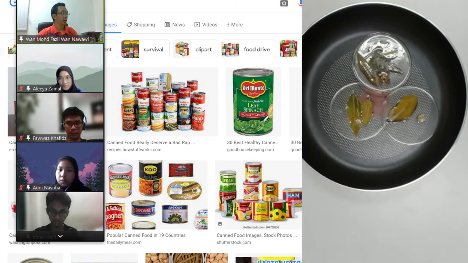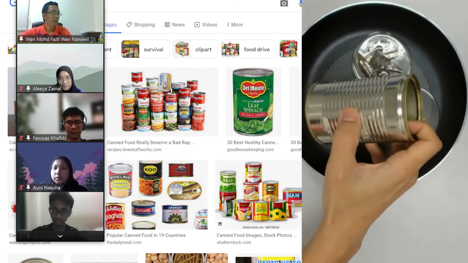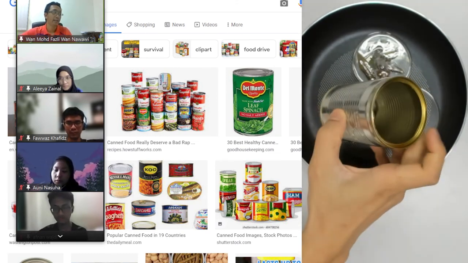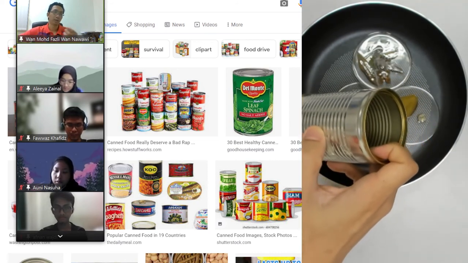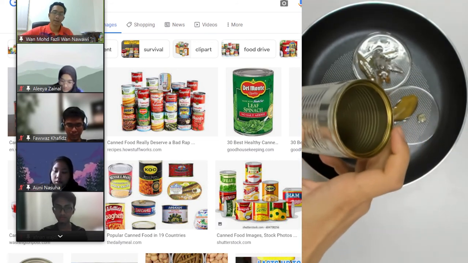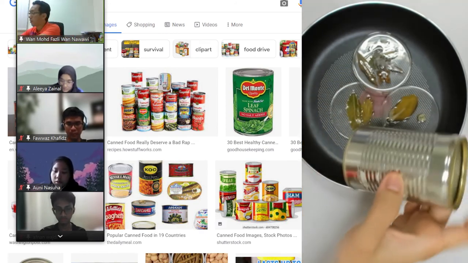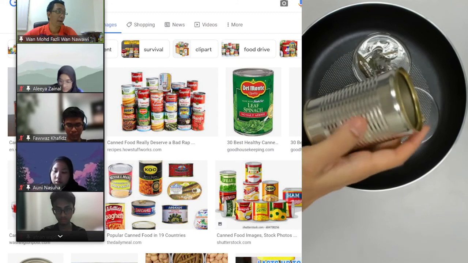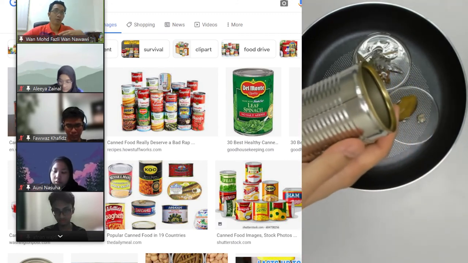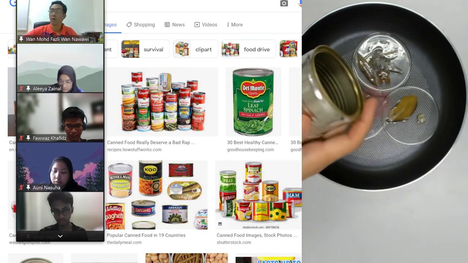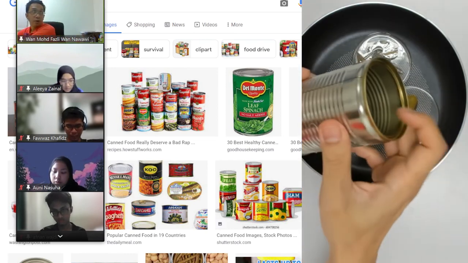Besar sikit. Okay. So, this thing, the one that they put here, they call it plastic lining inside a food can. There is a reason why they put that thing, because if not, if you have the acidic food, then it will sort of corrode the steel. Even though they said it's stainless steel, over time, if you have acid, it will corrode this thing. And when you corrode, you ingest the metal also. That's why they put this, what we call the plastic lining.